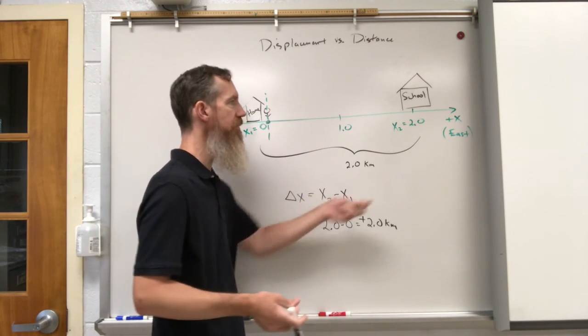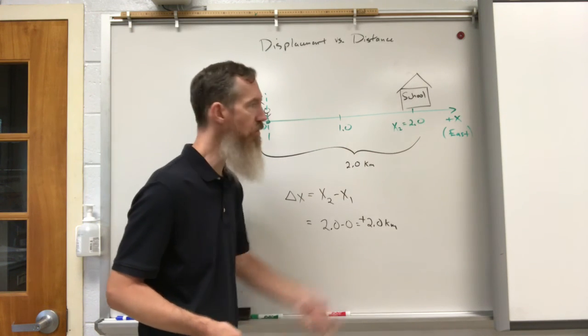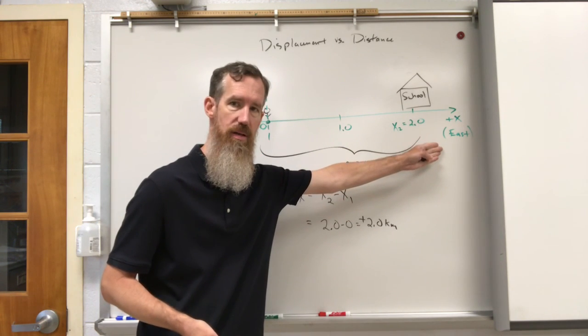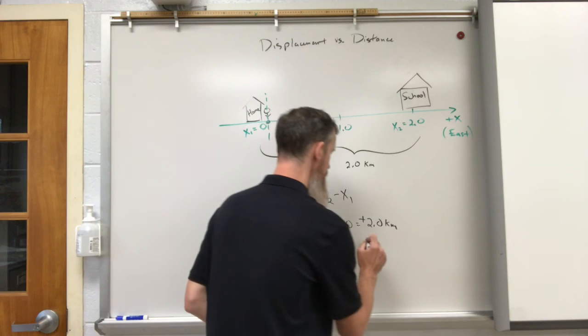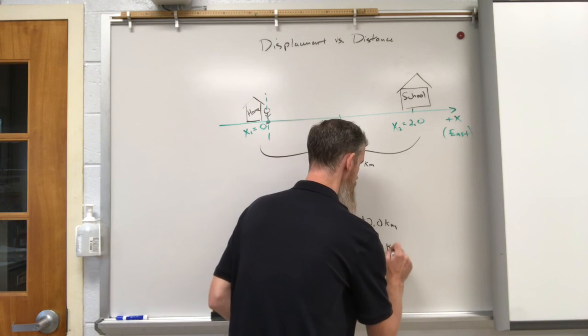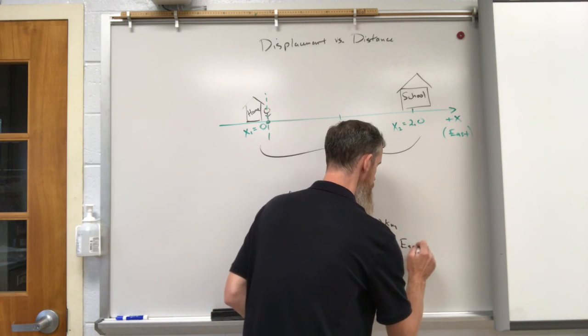If instead of the positive, you're using the direction, you can replace that with saying, well, I moved 2 kilometers east.